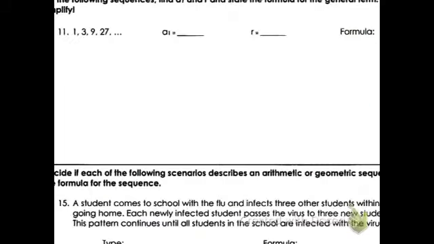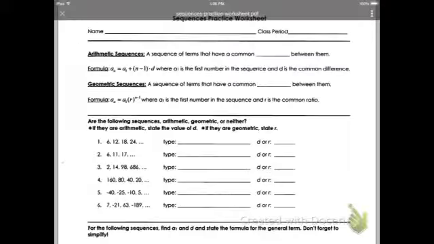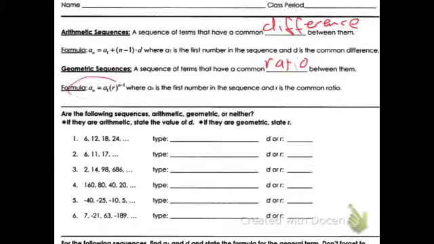Okay, so now we're done 1 through 10, and we're going to move on to the back side. On these ones, again, you're going to write down your initial value, and these ones are geometric, so it has a common ratio, and then the formula. The first one on this one's 1, common ratio is 3, because it's times by 3 every time, and the formula, if you look at the top of the front there, a sub n equals a sub 1 times r to the n minus 1 power.